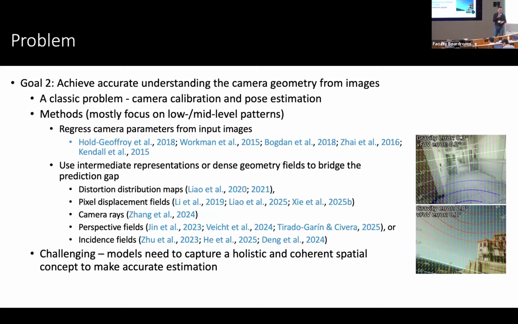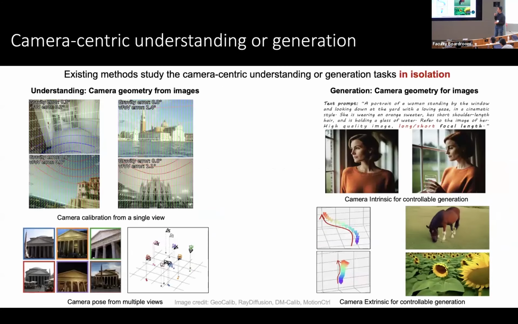But given some images with very poor structure and poor texture, this can be challenging, in that to predict accurate parameters, you need to capture a holistic and coherent spatial concept. So we are asking whether we can address these two problems in a unified framework.